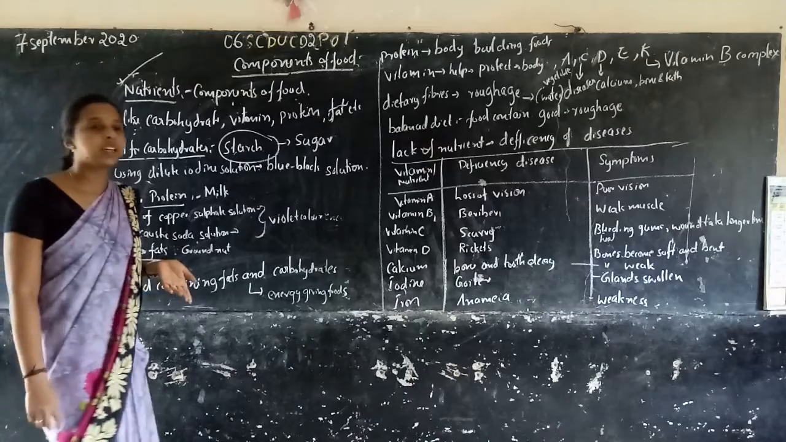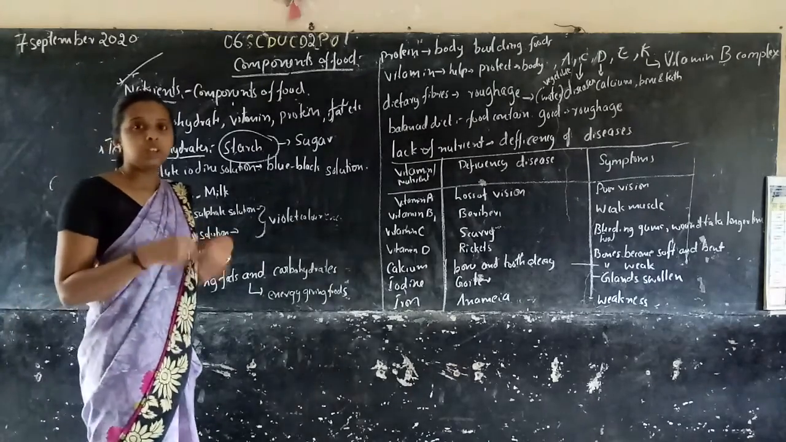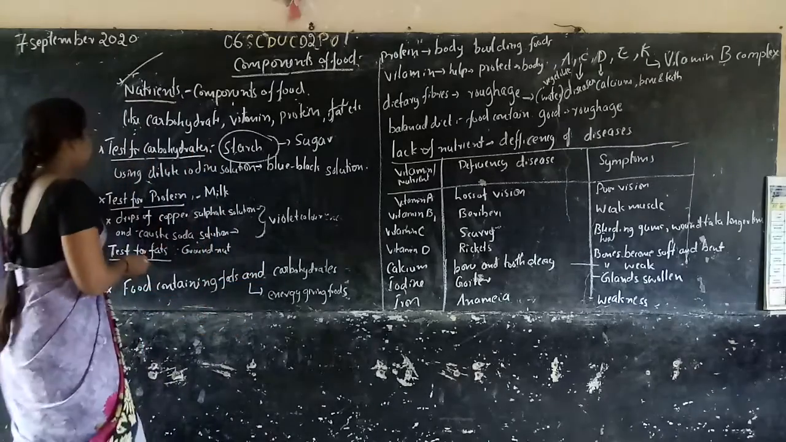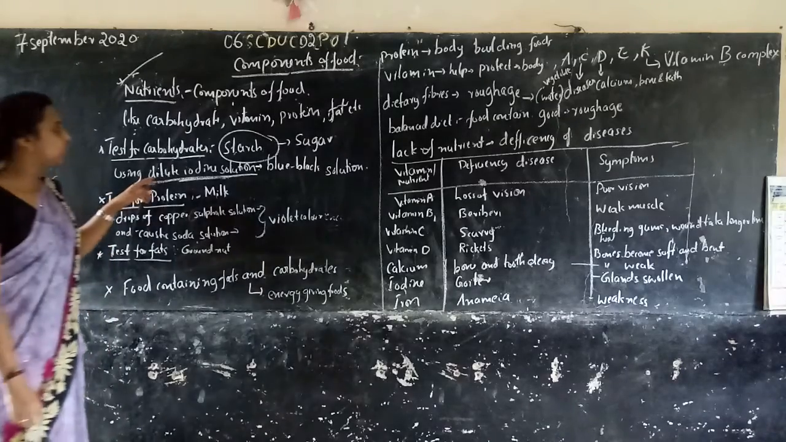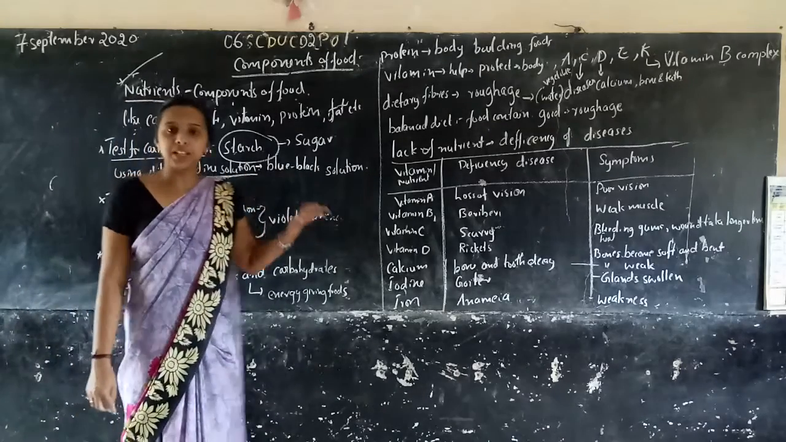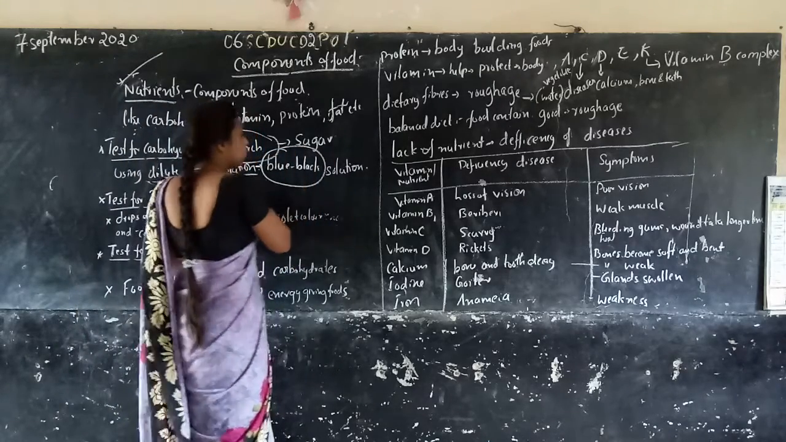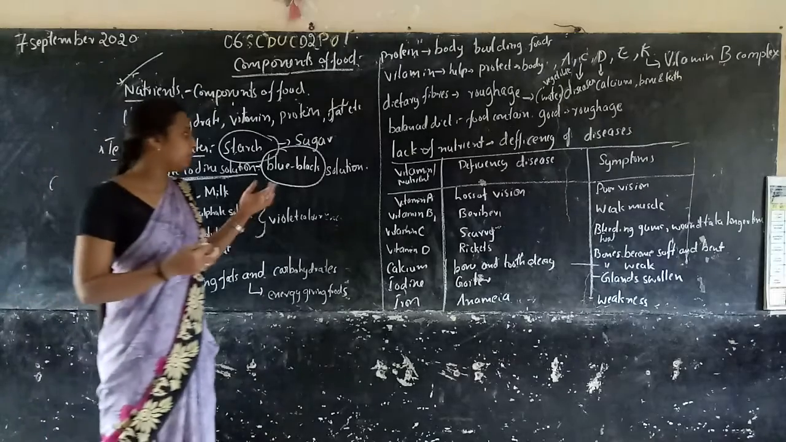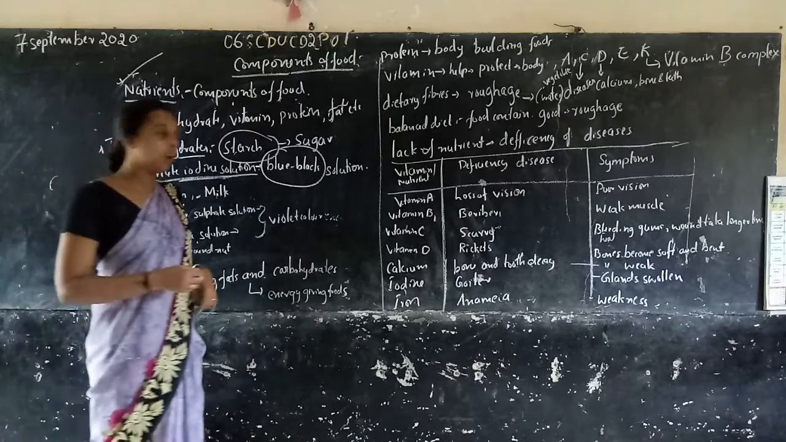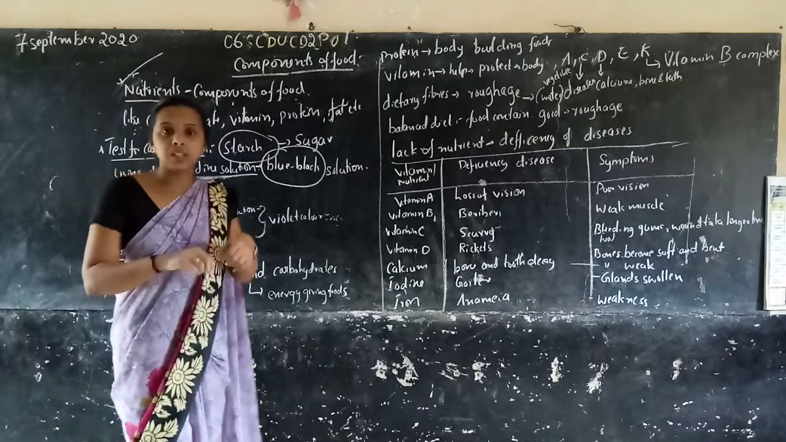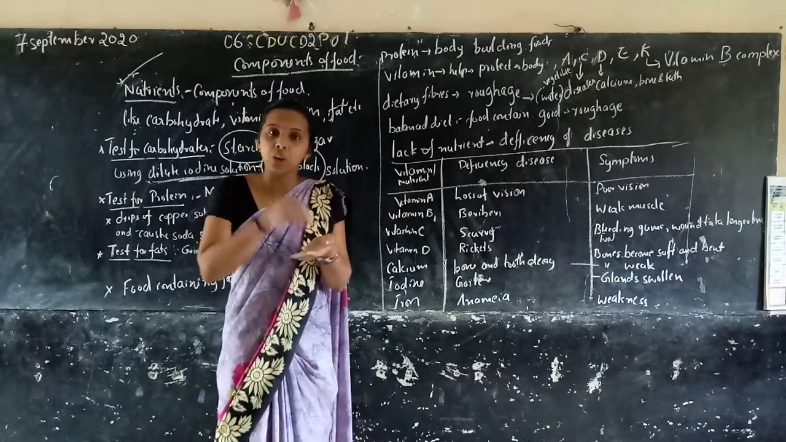How can we identify starch? If I take a small piece of food which contains starch, we add dilute iodine solution, and its color will change. It gives a blue-black solution. That means it may contain starch or carbohydrate. So take a small piece of food which contains carbohydrate and starch, and add a small drop of iodine solution.